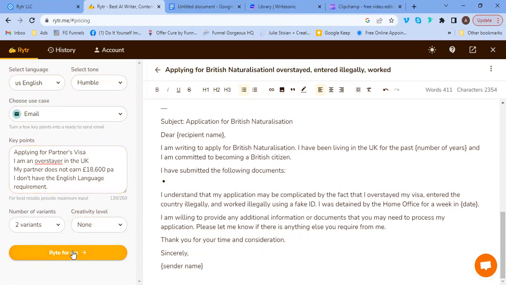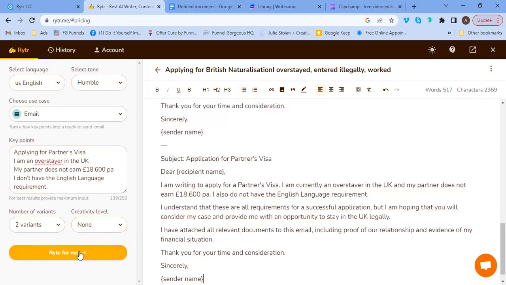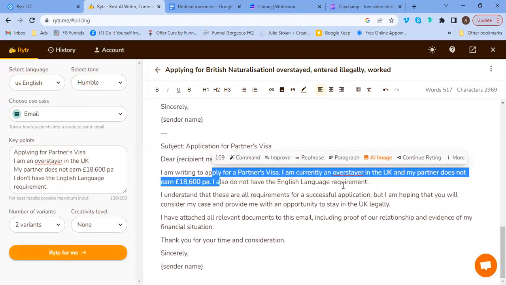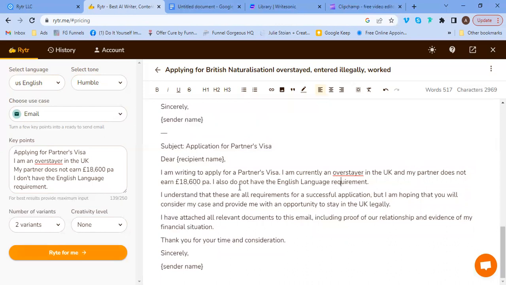Let's see what it comes up with. Okay, and again, I've chosen none because I want it to be more factual. And then 2 variants. Okay, so let's see what it comes up with. Okay, so here it is. Dear, I am writing to apply for partner's visa. I am currently in overstay in the UK. My partner does not earn. I also don't have English requirement. I understand that these are all the requirements for successful application, but I'm hoping that you will consider my case and provide me with an opportunity to stay in the UK legally. I have attached all relevant documents to this email, including proof of relationship and evidence of my financial situation.